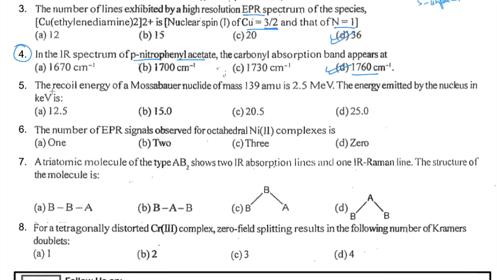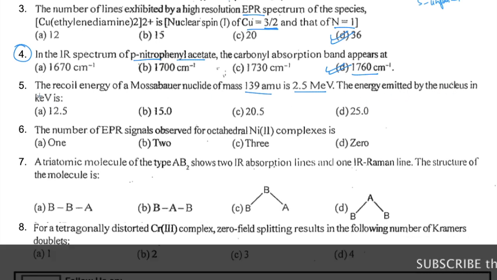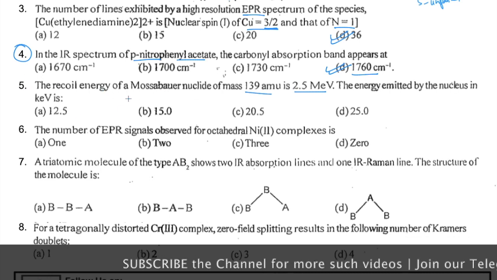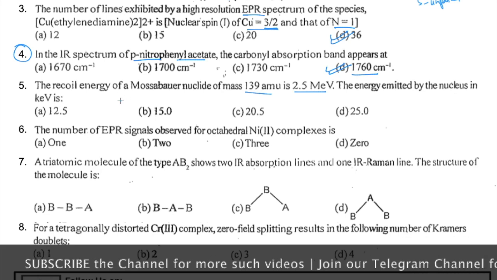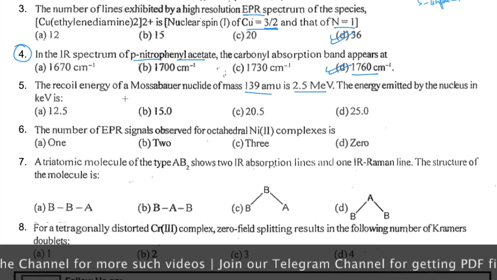The next one says that the recoil energy of the Mossbauer nuclide of mass 139 AMU is 2.5 mega electron volt. The energy emitted by the nucleus in kilo electron volt is? So this particular question is totally formula based and it's just based upon calculation. Let me solve it for you and explain how it will be done.